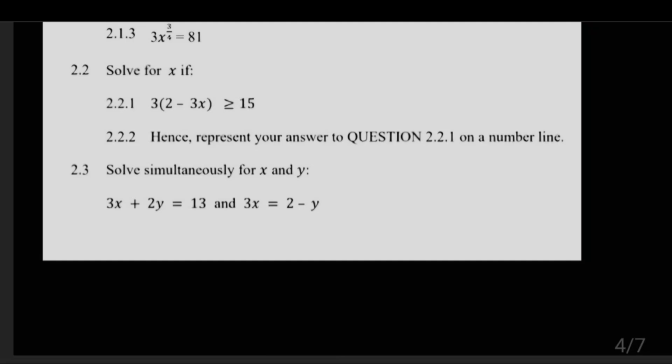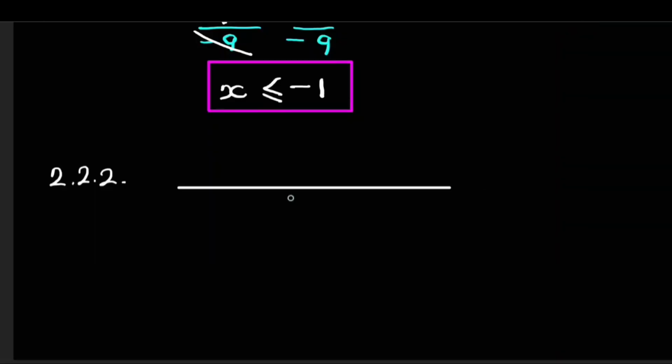Now 2.2.2 says hence, and we know hence means that it's based on the previous question. So we're going to use our previous answer to do this. Represent your answer to question 2.2.1 on a number line. So here's how we do this. We draw a number line, and it's not necessary for you to represent all the values. Represent the value that you had in your answer. You draw a small circle above that. And since this answer had an equal to, we're going to shade in the circle.